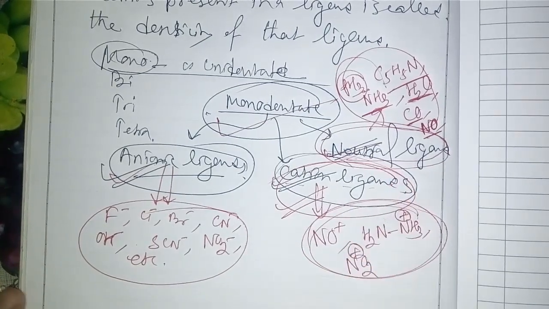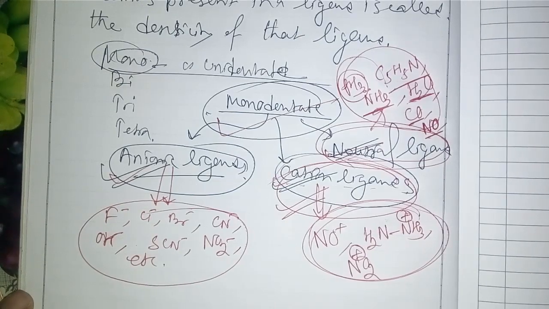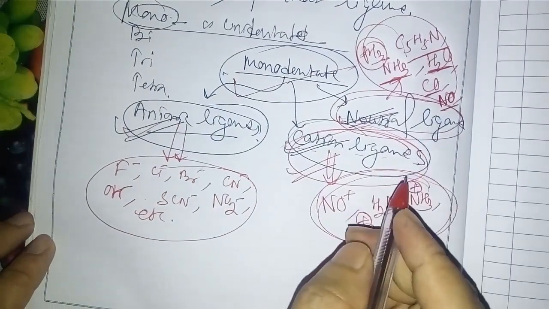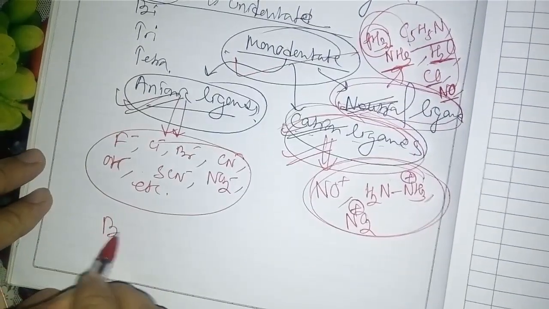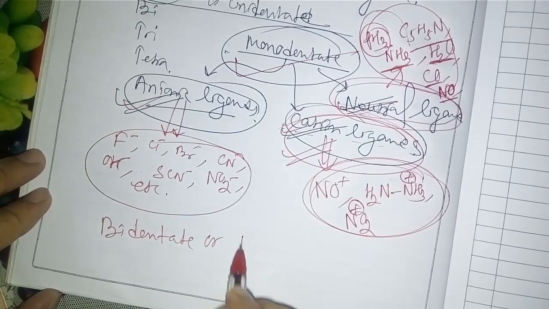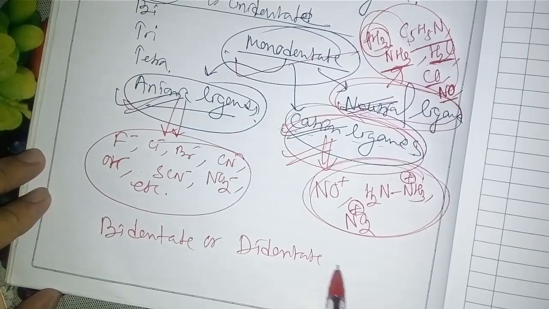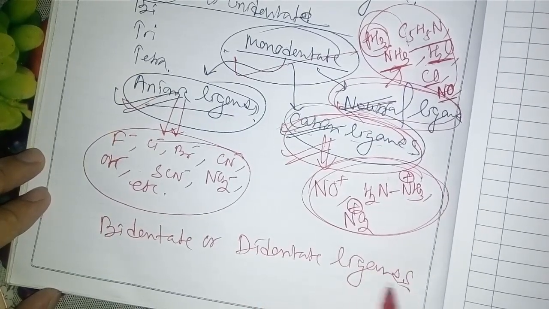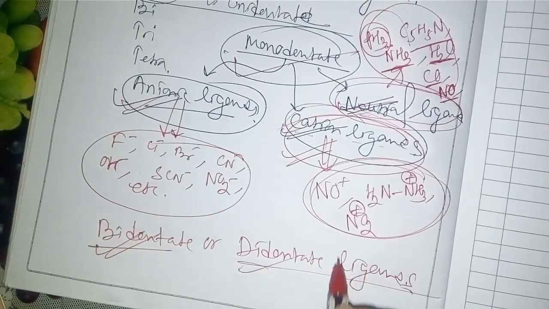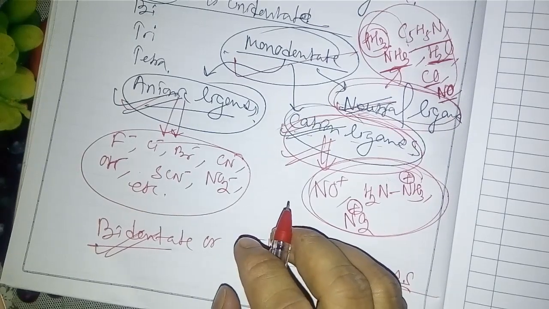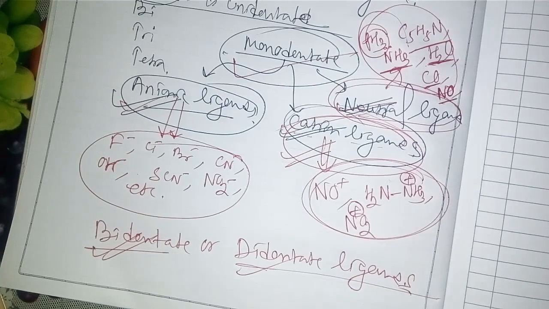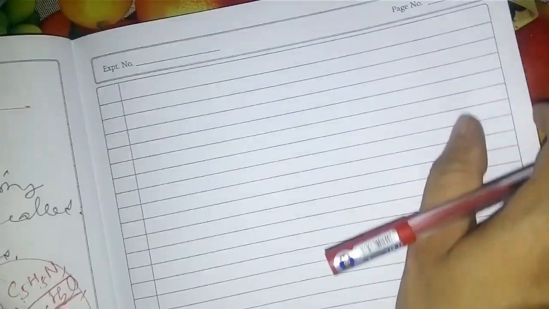After that, bidentate. Bidentate or didentate ligands means two donor sites are present. So first is ligands with one neutral donor.